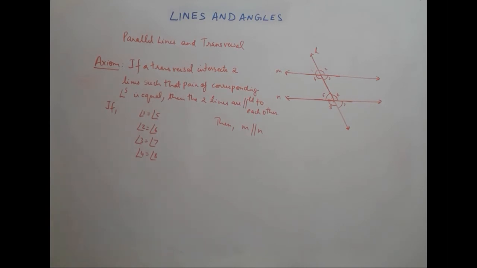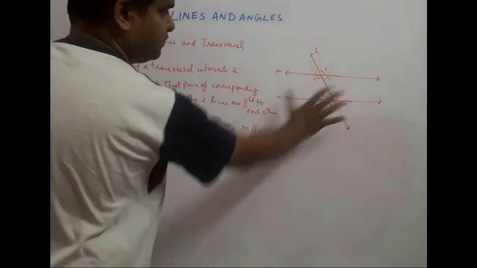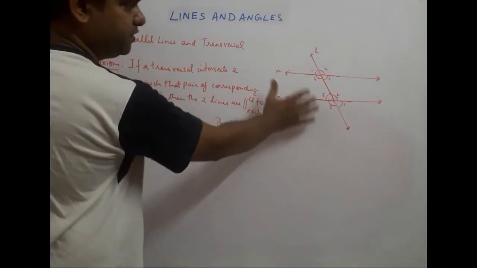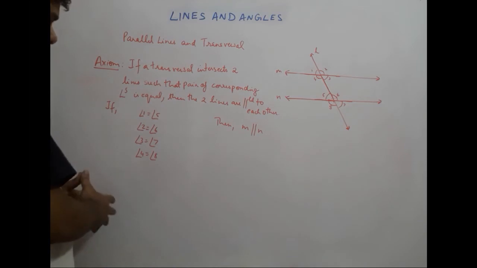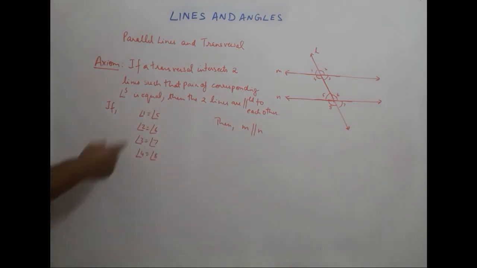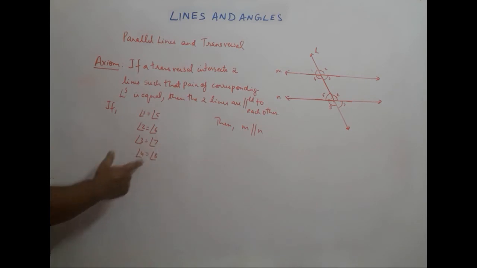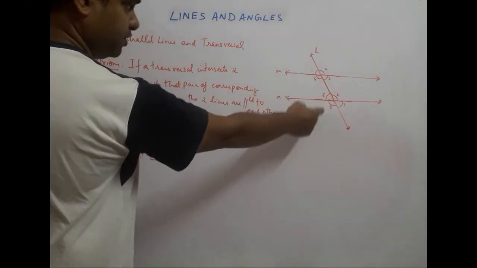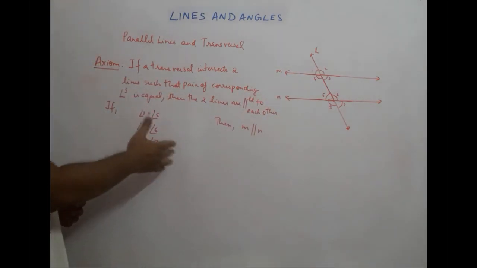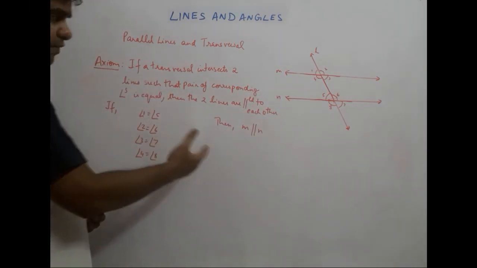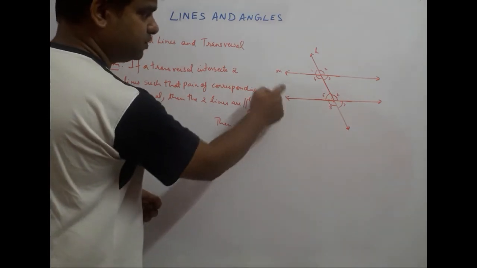So in other words, what it says is, in this figure, let's say we are not given that M and N are parallel to each other, but if it is said that angle 1 is equal to 5, angle 2 is equal to 6, angle 3 equal to 7, angle 4 equal to 8, which actually are corresponding angles, then in such a case we can say that these two lines are parallel.